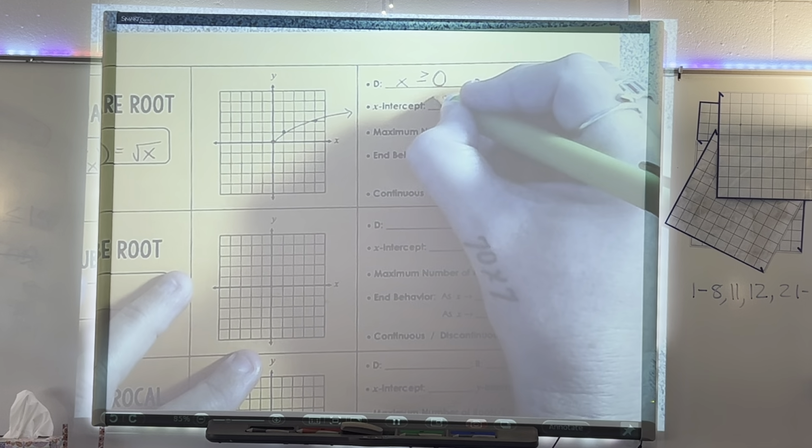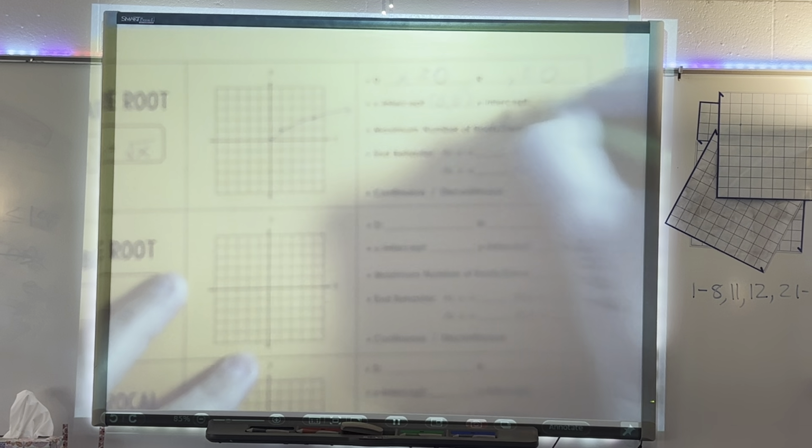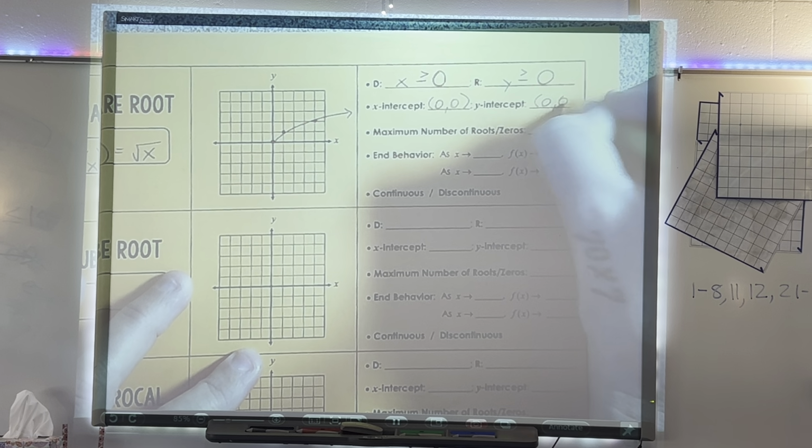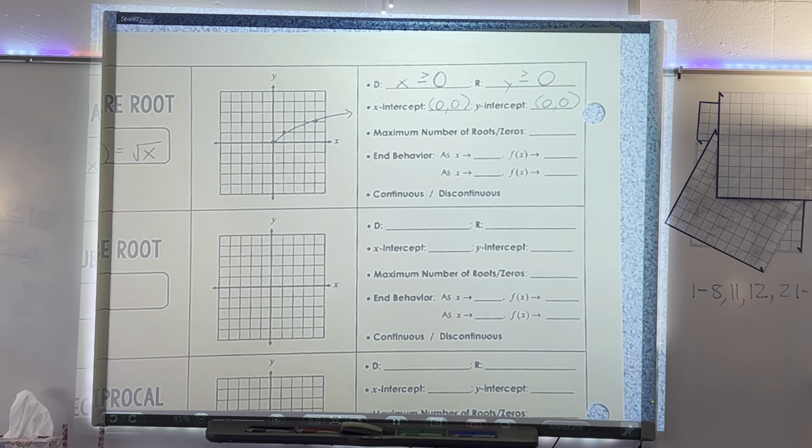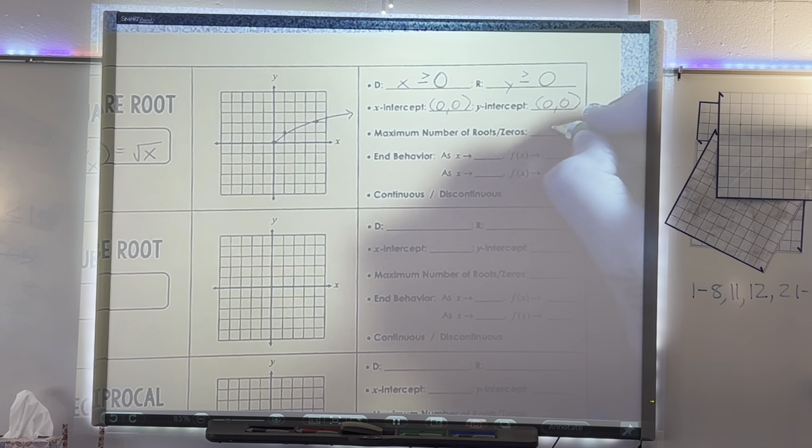So here, I still have an x-intercept and a y-intercept at 0, 0. Maximum number of times you think it could cross. So think about if I slid that thing around, how many times could it cross the axis? Once. Yep, just once. Very good.